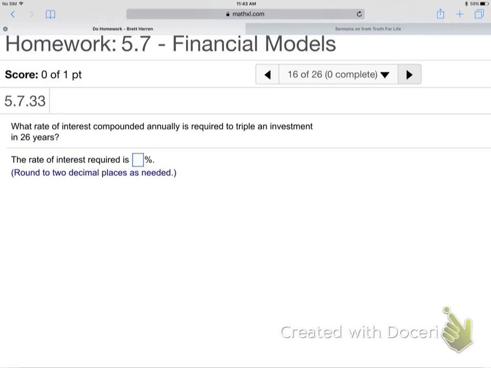Triple rule. So try that one. What rate compounded annually is required to triple? So would it be 3P? Right. Okay. 3P plus P. So which formula are we going to use? The first one or the Pert one? The first one, huh? Because it's compounded annually. It's not continuous. We only use the Pert one for continuous. So use the first one.